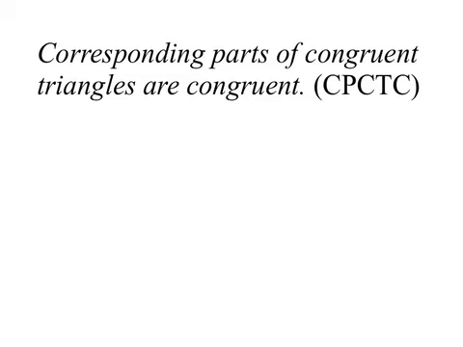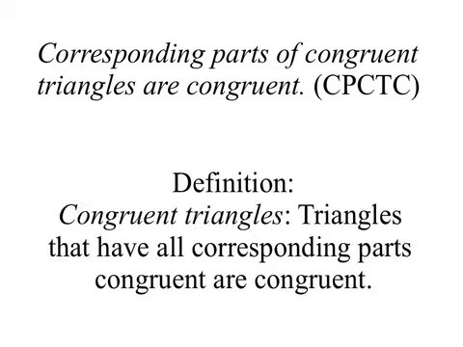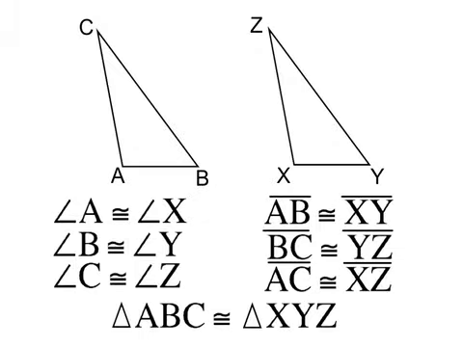We say that corresponding parts of congruent triangles are congruent, and it has a commonly used acronym, CPCTC. It's a restatement of this definition for congruent triangles. And the acronym is used quite often as a reason in proofs.